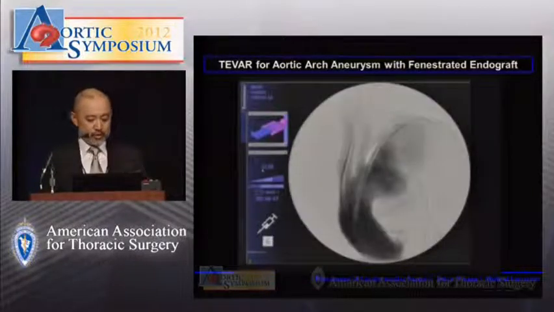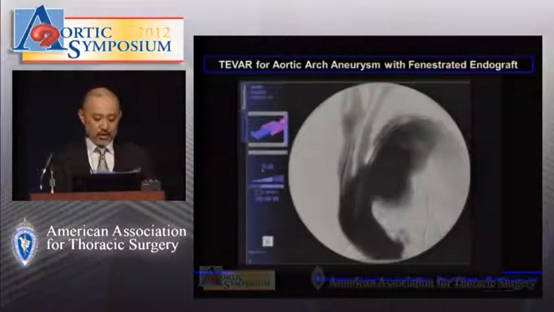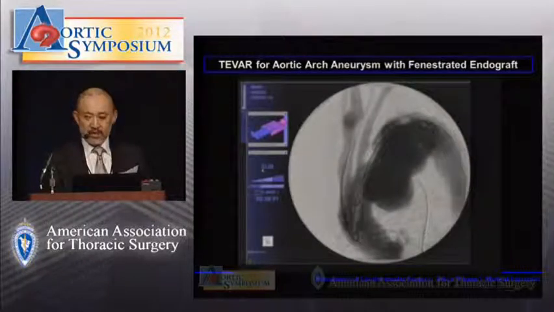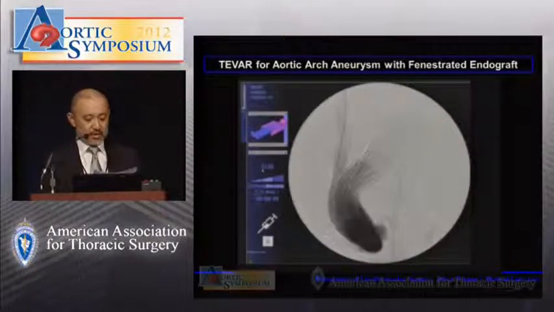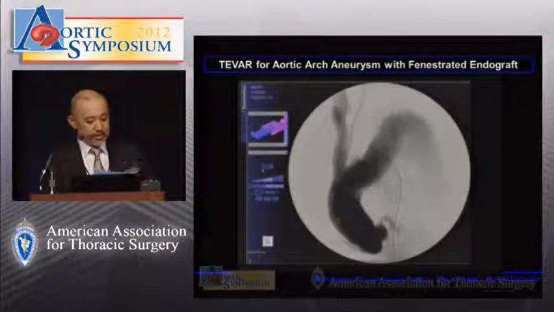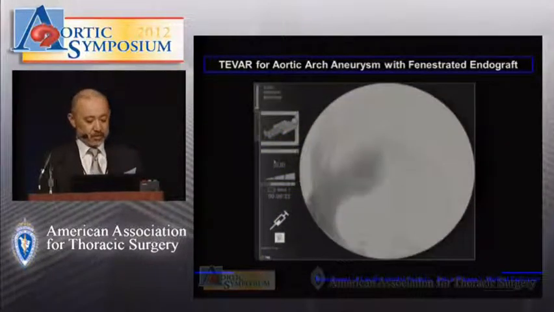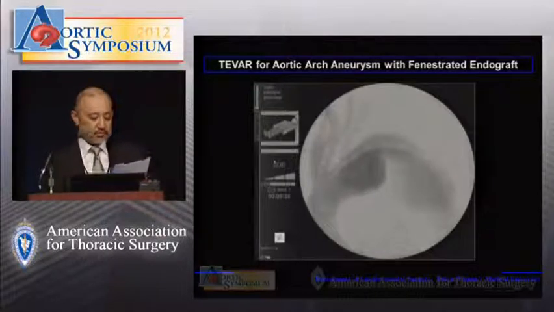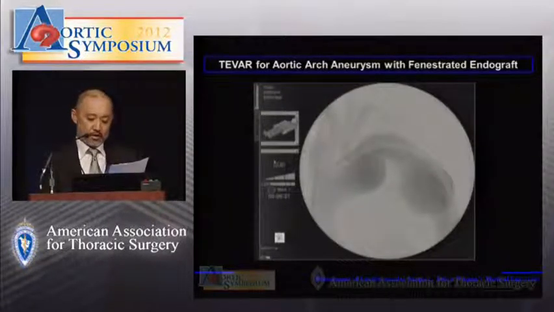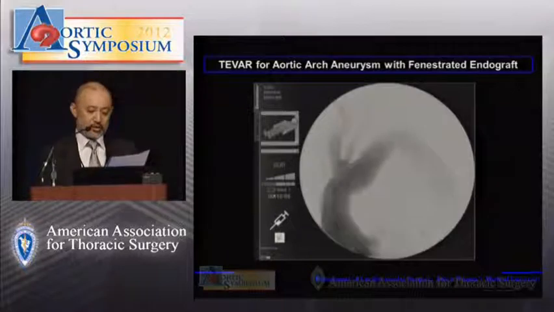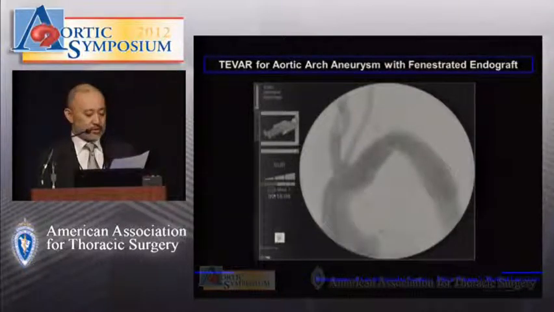As a less invasive treatment, thoracic endovascular aortic repair has emerged over the last decade. TEVAR for descending aorta provides acceptable midterm outcomes. However, for aortic arch disease, some challenges still remain because the aortic arch has angulated morphology and supraaortic branches.